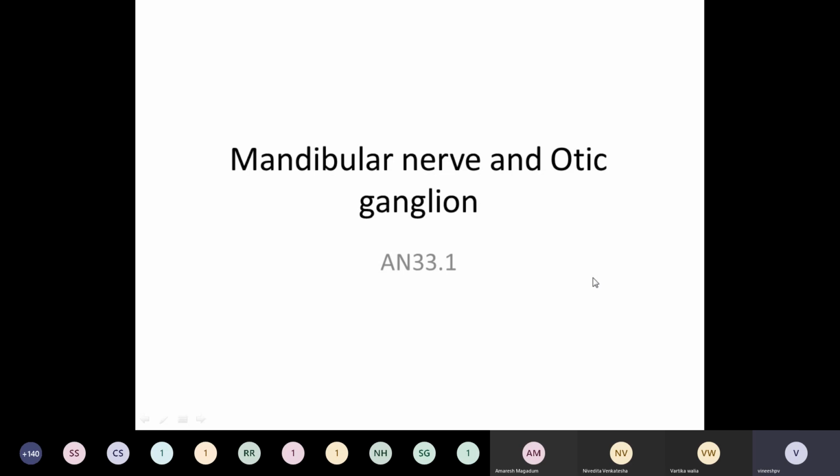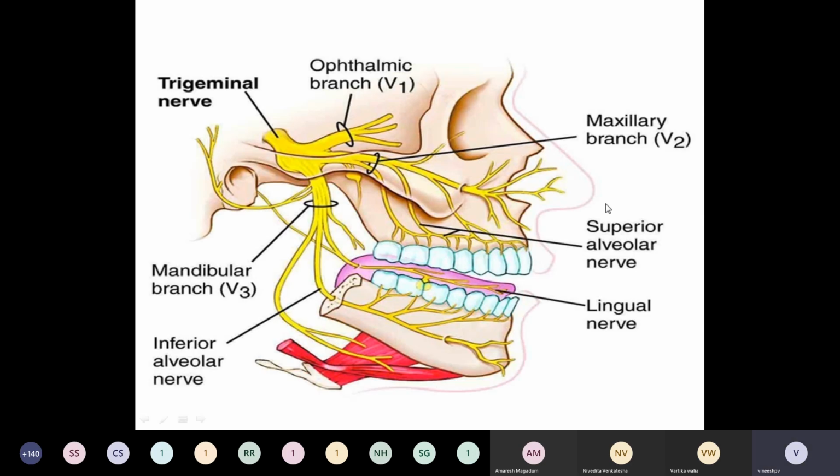Before reaching the mandibular nerve, how to approach the mandibular nerve? In this diagram you can see there is one trigeminal nerve and there is a ganglion, that is the trigeminal ganglion. The trigeminal ganglion has three branches: ophthalmic, maxillary, and mandibular. The mandibular nerve is nothing but a branch of the trigeminal cranial nerve.